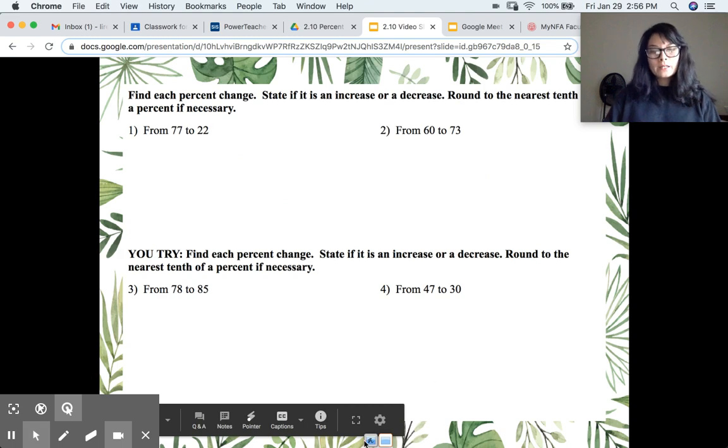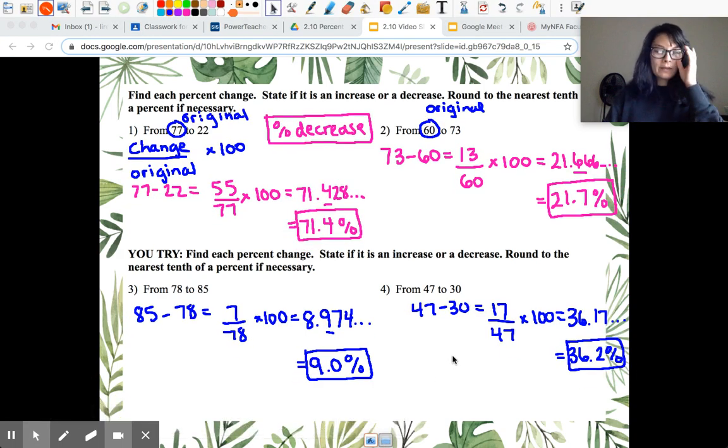Okay, here's what I'm getting as my answers, and hopefully we match. For number 3, we went from 78 to 85, so 78 is our original number. I subtracted and got a difference of 7. Remember, you always subtract so you get a positive, and divide that by 78. Multiply that result by 100, and I got 8.974, and it just kept on going.